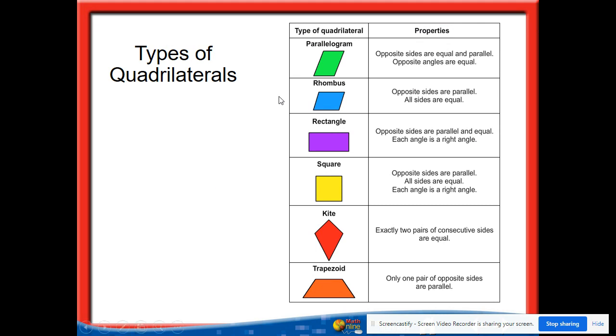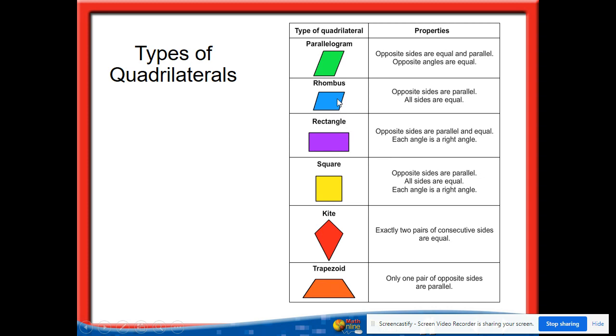All right, what are the different types of quadrilaterals? Well, we have a parallelogram. That's probably the most common one. Opposite sides are equal and parallel, and opposite angles are equal. It has this kind of shape where the top is parallel and the sides are parallel. Both sets are parallel. A rhombus is a parallelogram, but all sides are equal. So top, bottom, left, and right are all the same size.